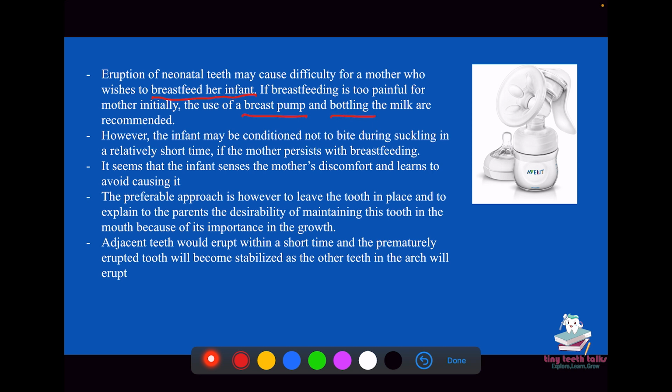The preferable approach is, however, to leave the tooth in place and to explain to the parents the desirability of maintaining this tooth in the mouth because of its importance in growth. Adjacent teeth would erupt within a short time and the prematurely erupted tooth will become stabilized as the other teeth in the arch erupt.